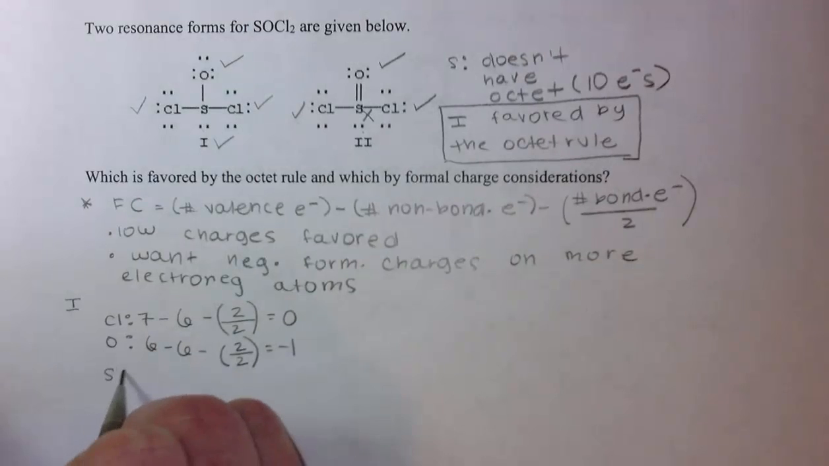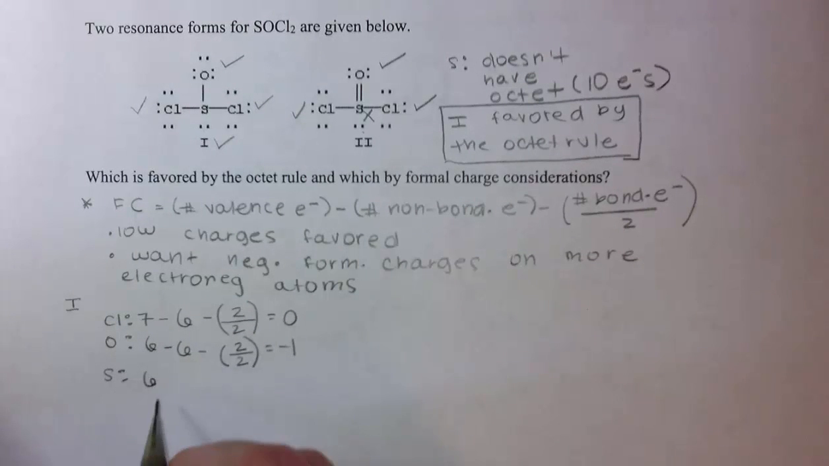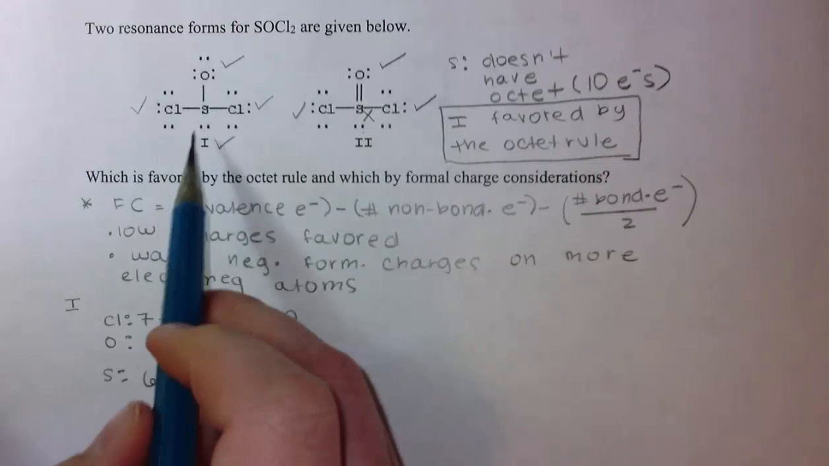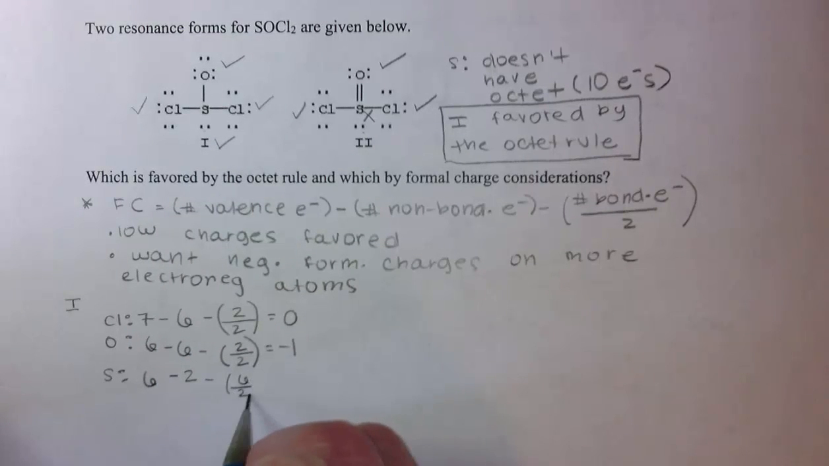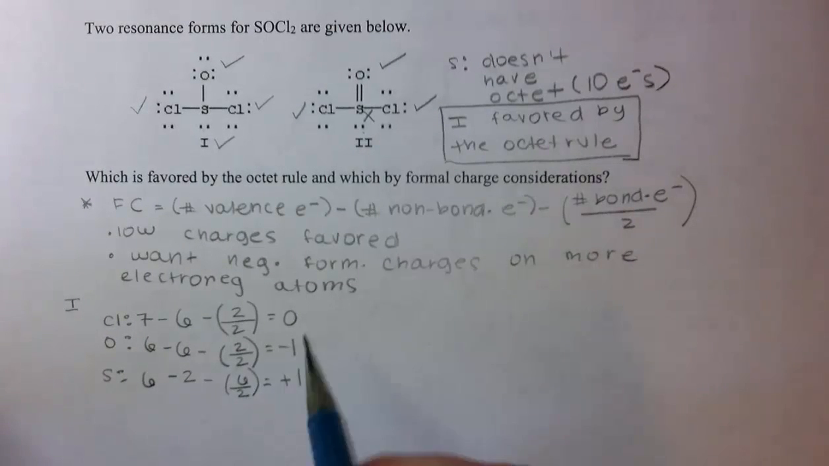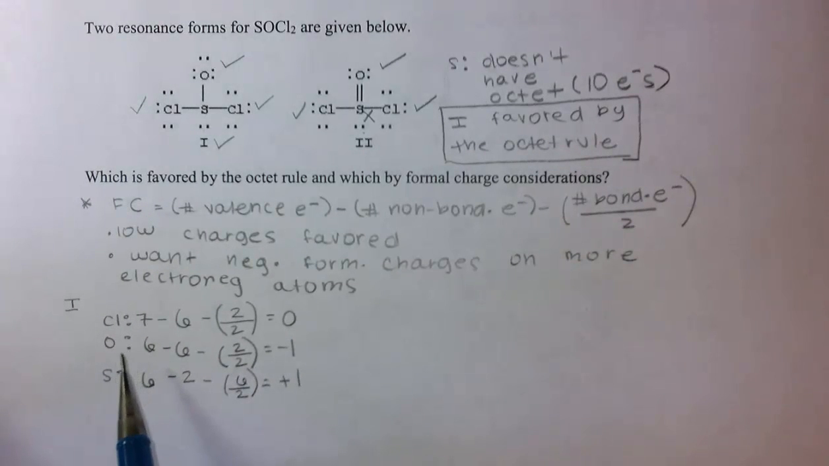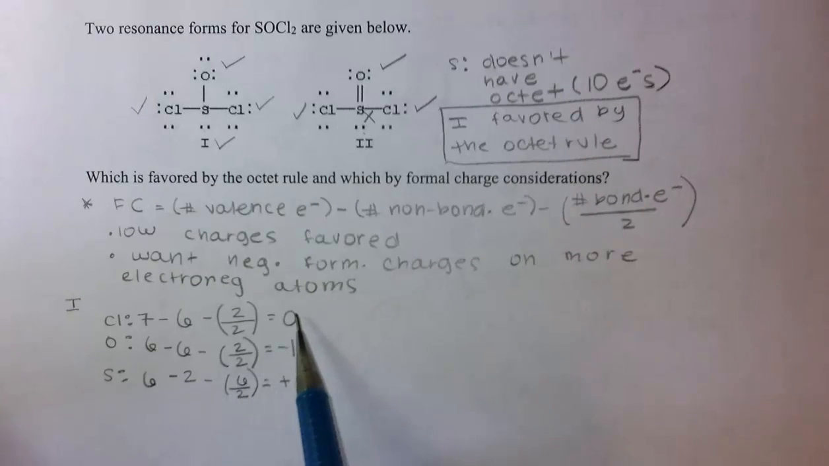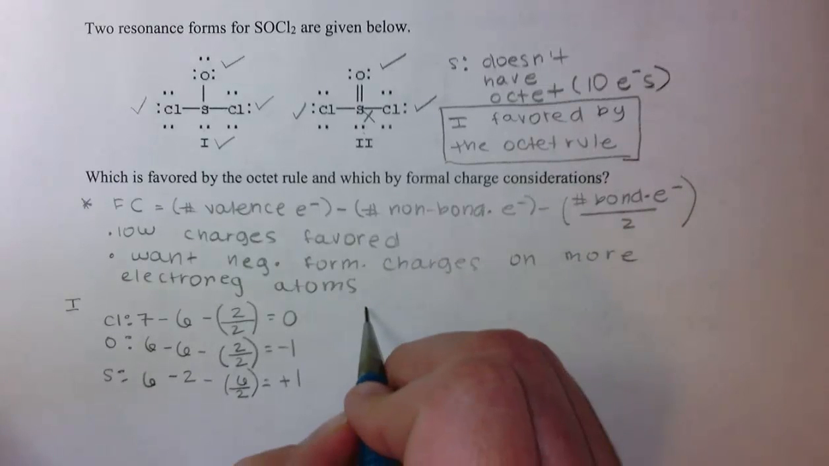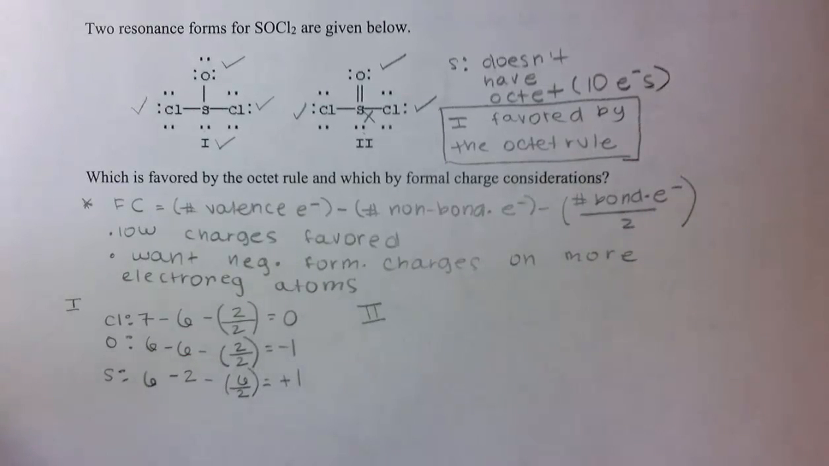And then finally for sulfur, we have 6 valence electrons. We subtract 2 that are non-bonding, which is this lone pair right here, and then we have 6 that are bonding. So we get a formal charge of +1. And this does make sense because oxygen is very electronegative, so it's going to have that negative formal charge. And if we sum all of these formal charges, we do get 0 because we have a neutral molecule. So this does follow the rules that we need to look out for.